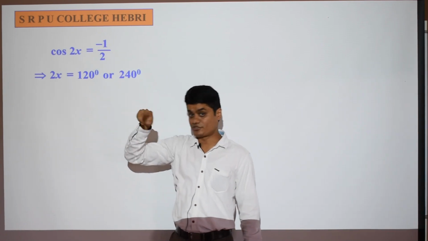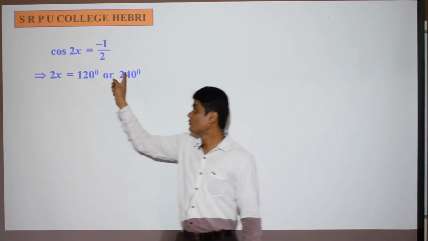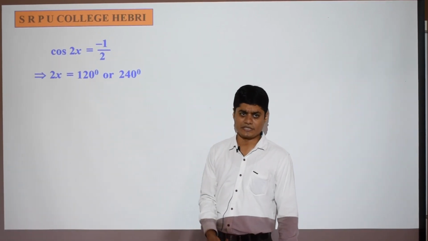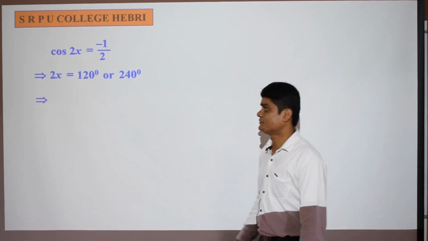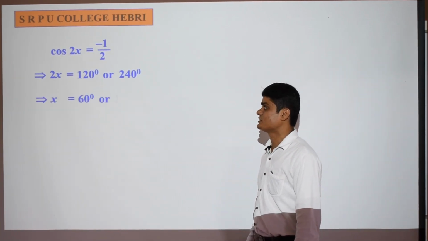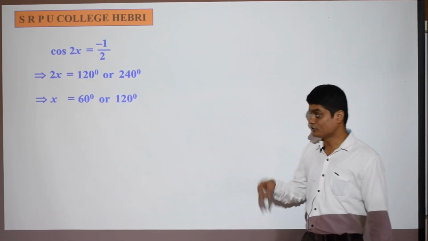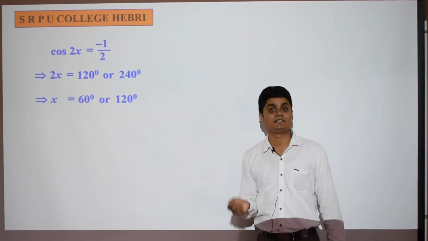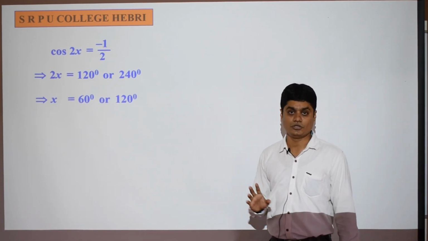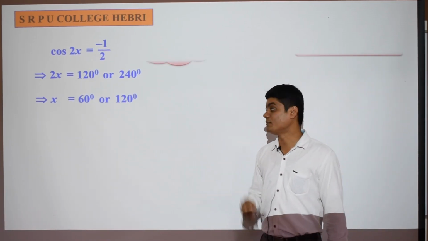Then what is the value? 60 degree, 180 minus 60, 180 plus 60. I hope you know this because you studied this in first PUC only. So therefore what are the values of x? x is equal to 60 degree and x is equal to 120 degree, and these are the values between 0 to 2 pi as well as satisfies the condition that f dash of x is equal to 0. So these points are called the critical points.